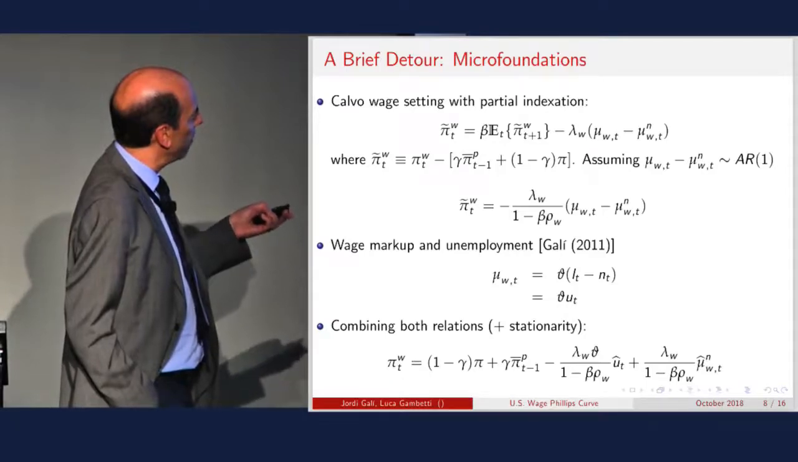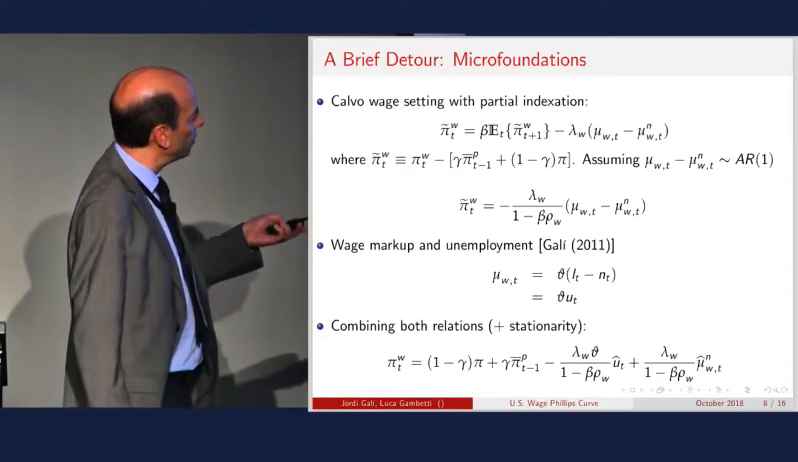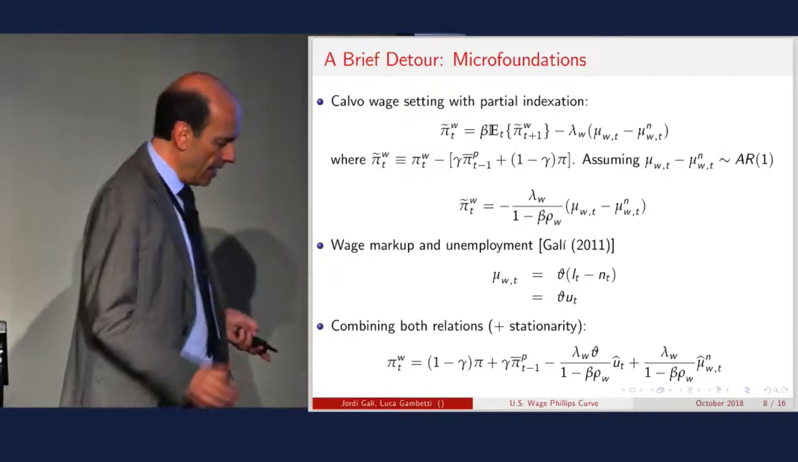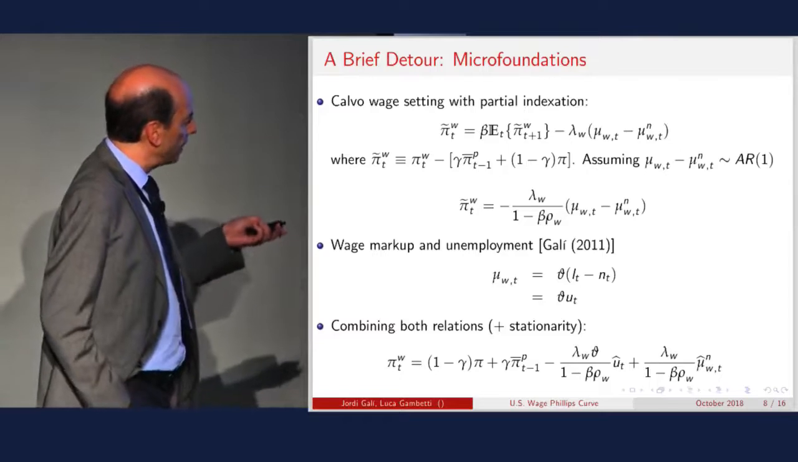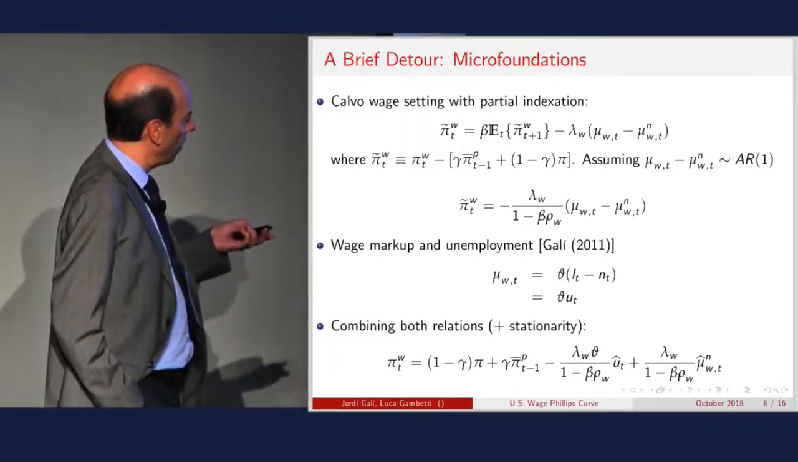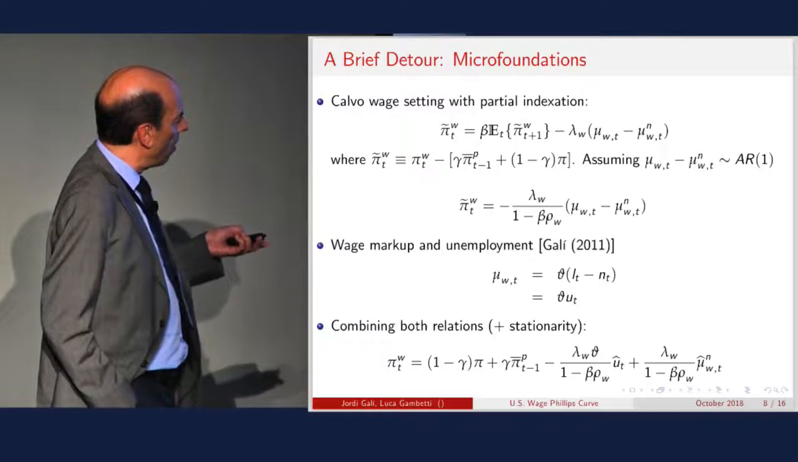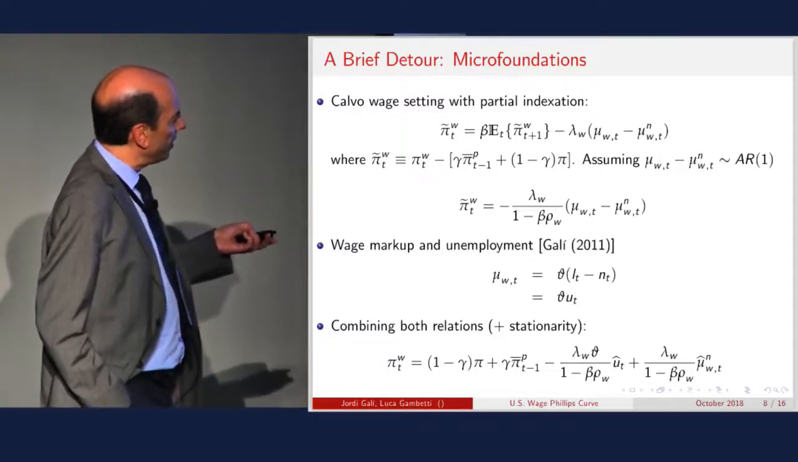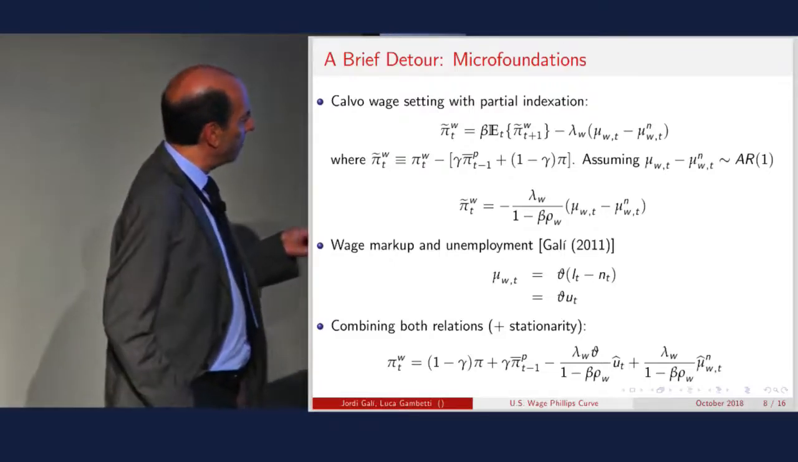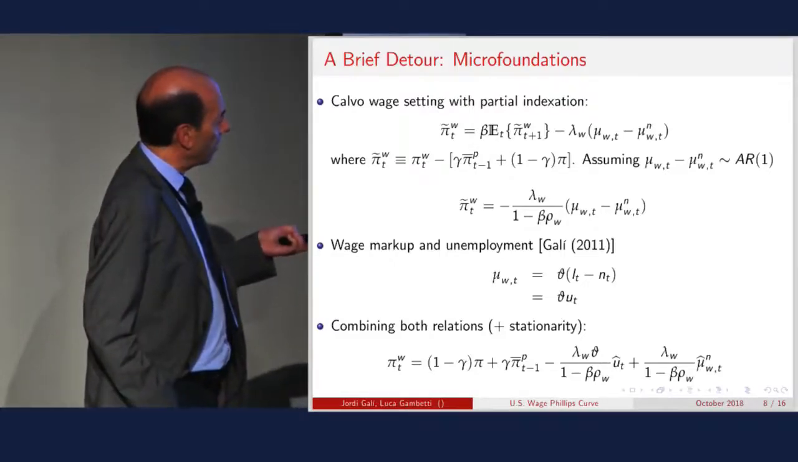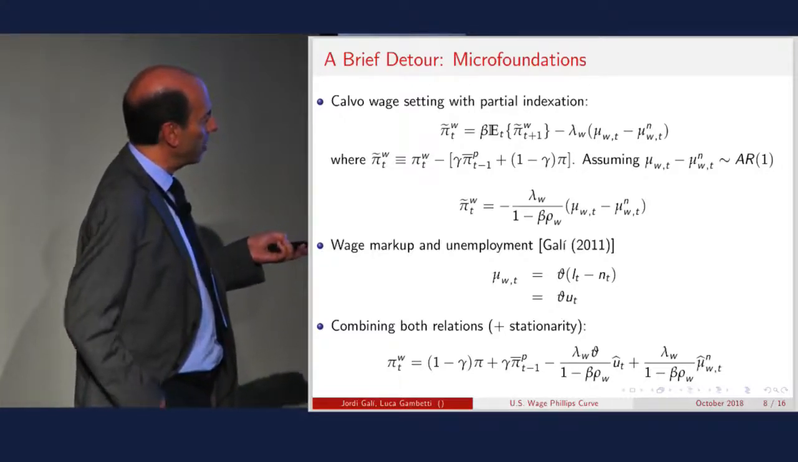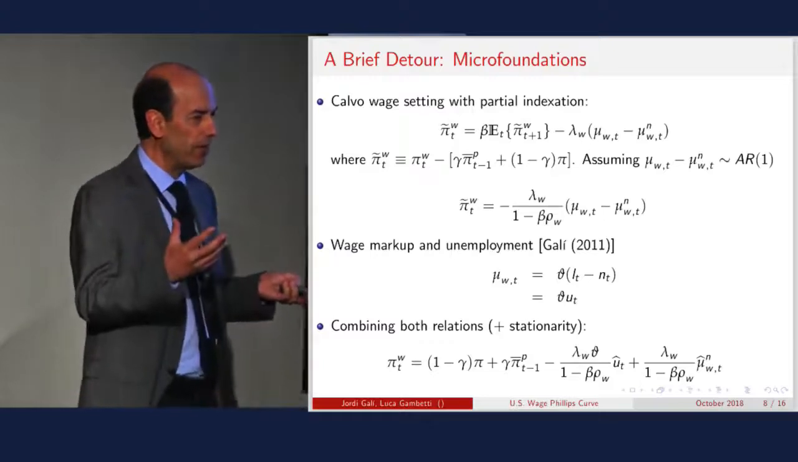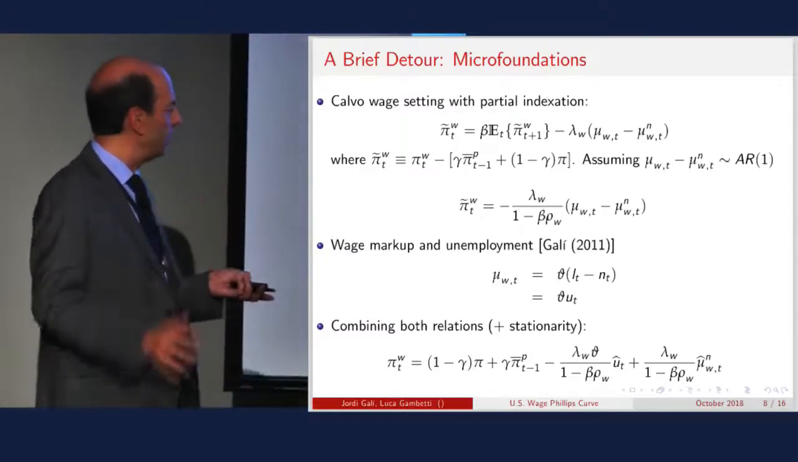Okay, it relates this measure of, let me call it, modified wage inflation to the wage markup gap. So that's the first step. The second step, one can derive, and this is based on my own earlier work, one can show that this wage markup is proportional to the gap between the log of the labor supply and the log of employment. And that gap can be interpreted. It doesn't exactly correspond to the standard measures of unemployment rate, but it's something that is very close to it.